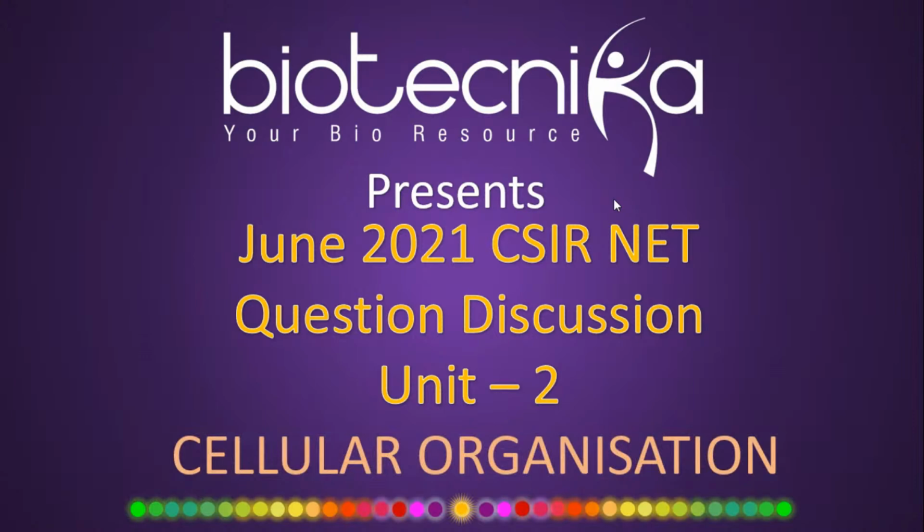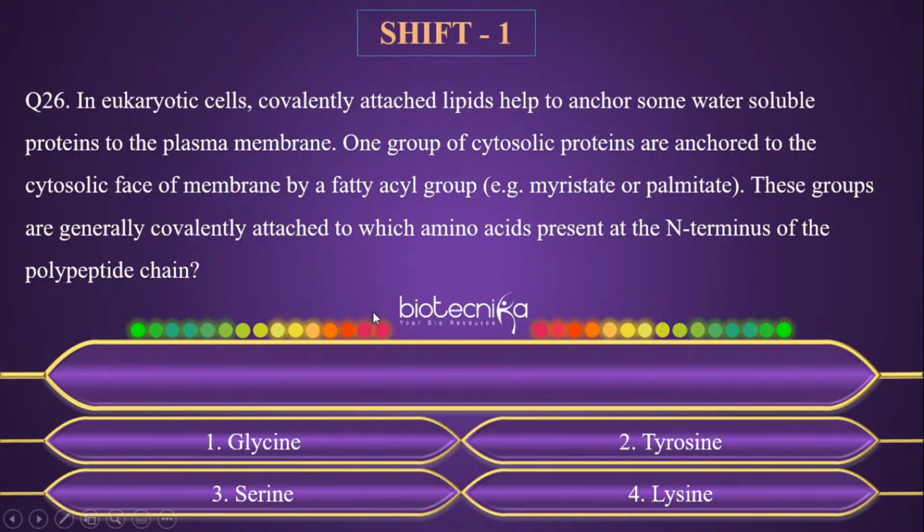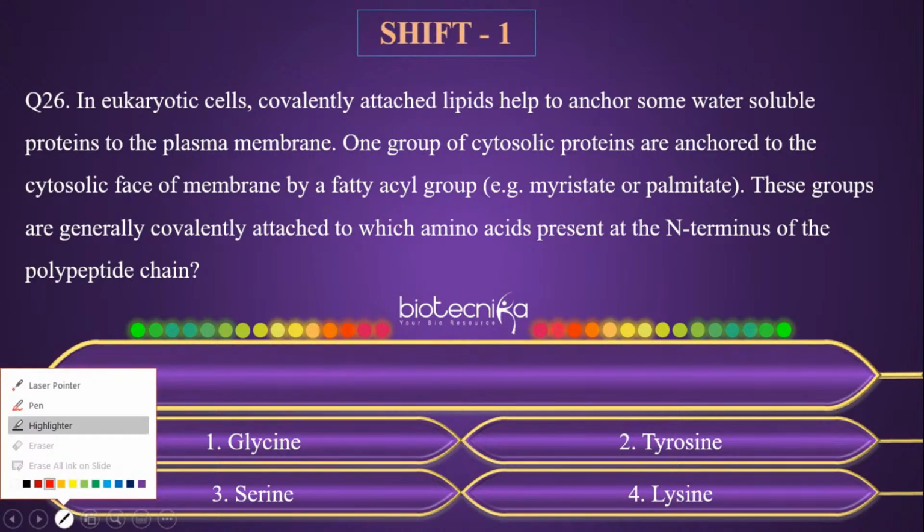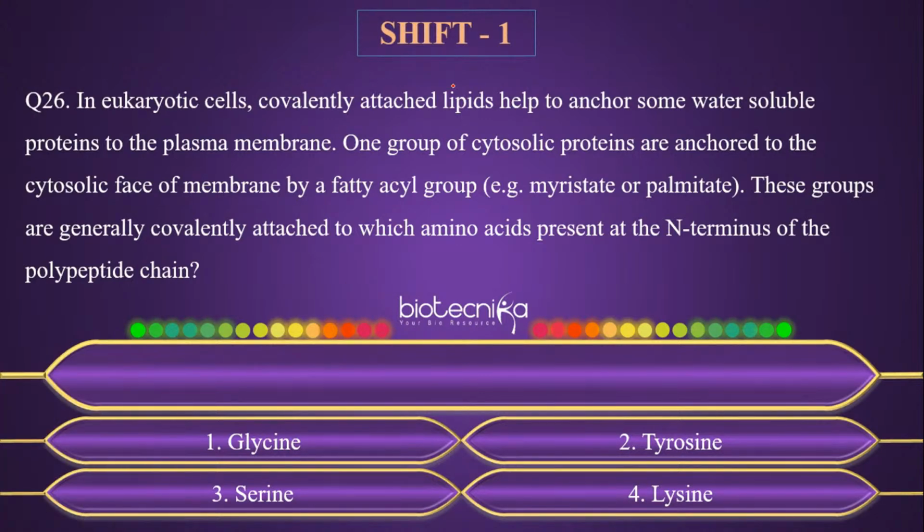Okay. So today we are going to discuss some questions related to Unit 2, that is cellular organization. I'll be taking the questions from Unit 2A, 2B and 2C. The remaining questions will be covered by Dr. Violet. Okay, so let's begin with our first question. The first question is on your screen. This was from shift 1. First I'll be covering shift 1 questions and then I will switch over to shift 2.